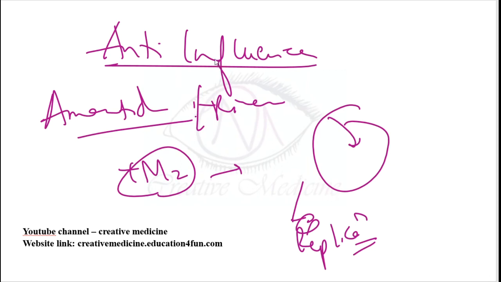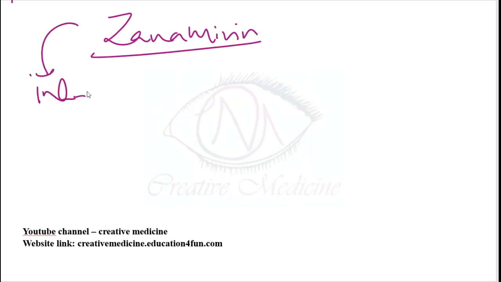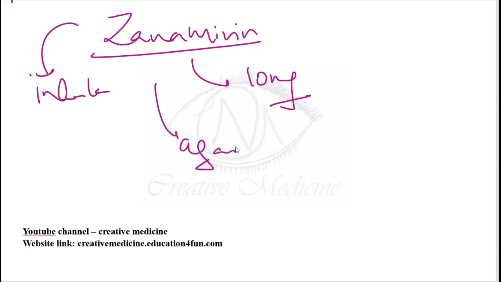These anti-influenza drugs are used in the treatment of influenza A and Parkinsonism. Then we have zanamivir. Zanamivir is used by the inhalational route, 10 milligrams of zanamivir is given, and it is active against influenza A.